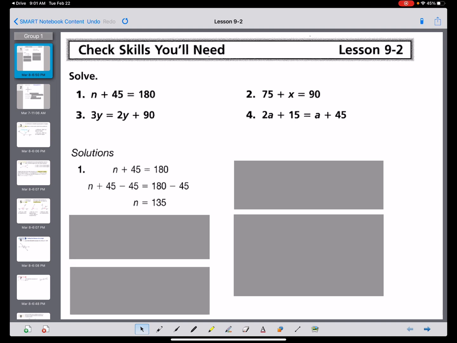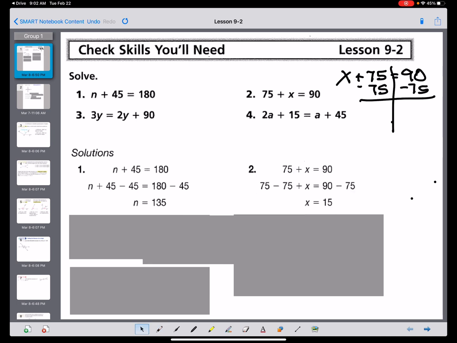In our second example, 75 plus x equals 90. Many of you like to switch that around, so the variable is first. X plus 75 equals 90. Then it's easy to see that your first step should be to subtract 75 from both sides. When you subtract 75 from both sides, you find out that x equals 15.